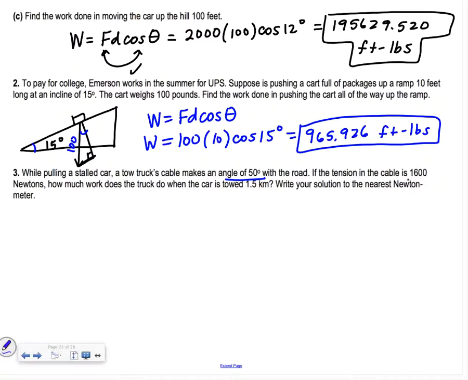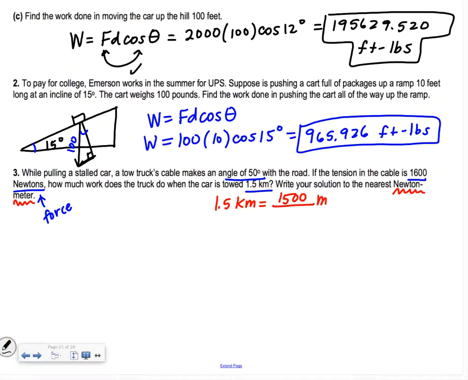Okay, the tension in the cable is 1,600 newtons. That is a force. How much work does the truck do when the car is towed 1.5 kilometers? Now notice how it's saying write your answers to the nearest Newton meter. What's wrong with the units in my problem? Do I have newtons? Yeah. Do I have meters? I have kilometers. So I'm going to do 1.5 kilometers equals how many meters? Yes, good, 1,500. There are 1,000 meters in every kilometer.